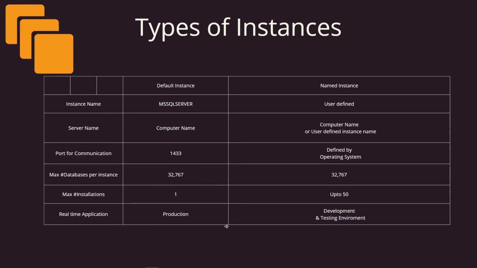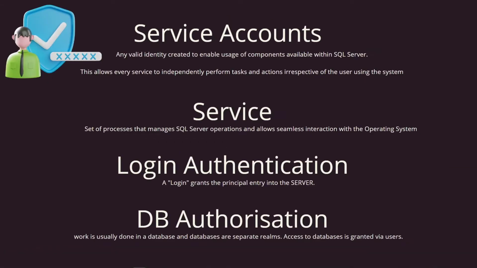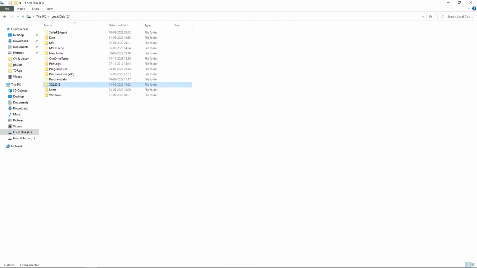So your default instance is used generally for production purposes, and the named one is used for development and testing environments. The authorization is usually done for a database. Okay. So similar to this, in your C drive, you will see that SQL 2019 will be there in case you have installed the 15th version that coincides with SQL Server 2019.